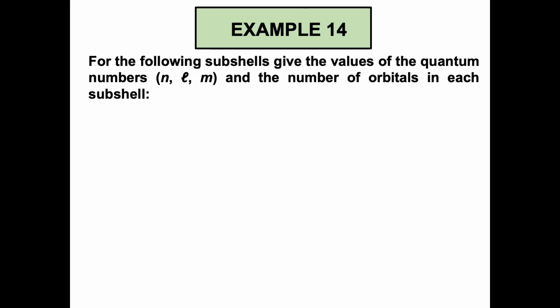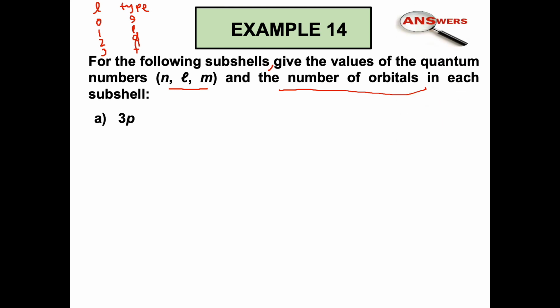So, example 14. The question asks, for the following subshells, give the values of the quantum numbers n, l, m, and the number of orbitals in each subshell. Before we continue, let's recall the value of L. If it's 0, 1, 2, and 3, what are the types of orbital it is referring to? So, 0 is S, and then we have P, D, and F orbital. So, it will be easier for you to answer this example.